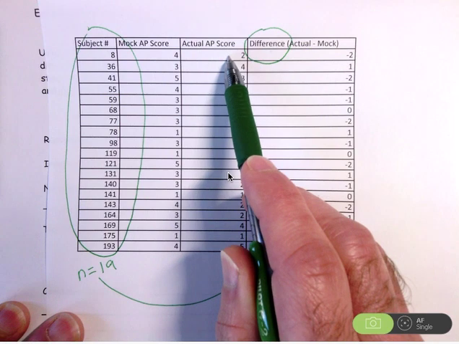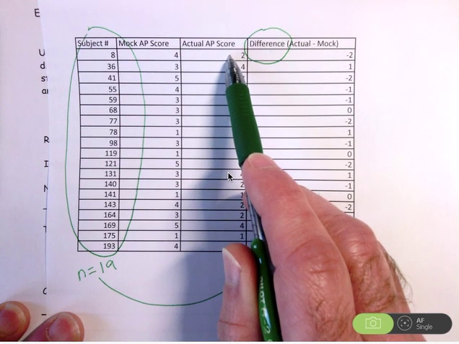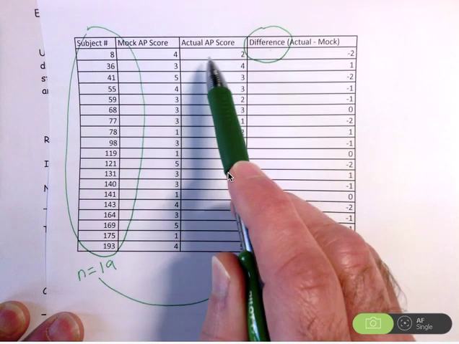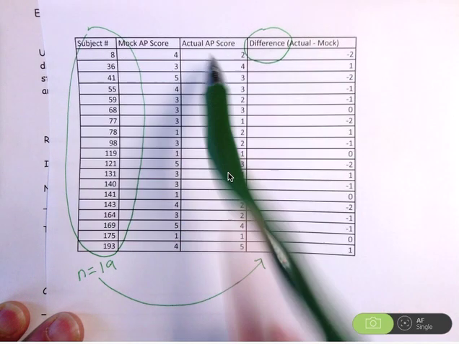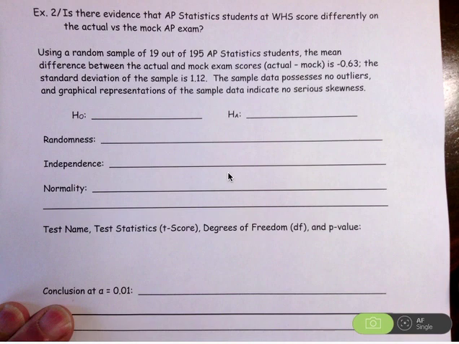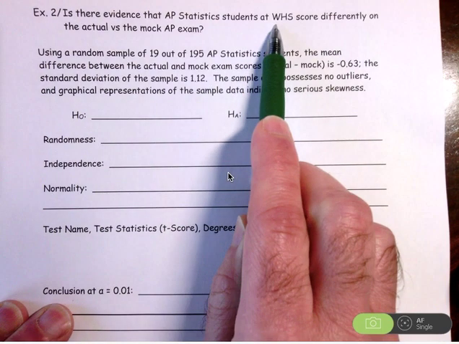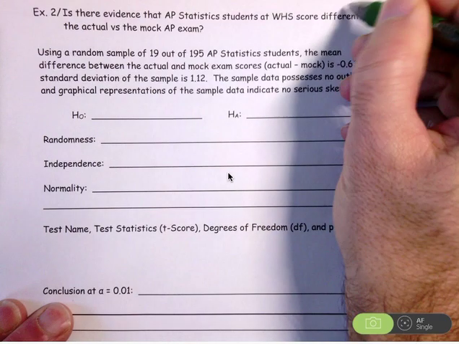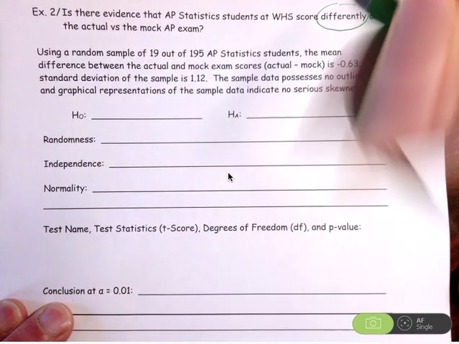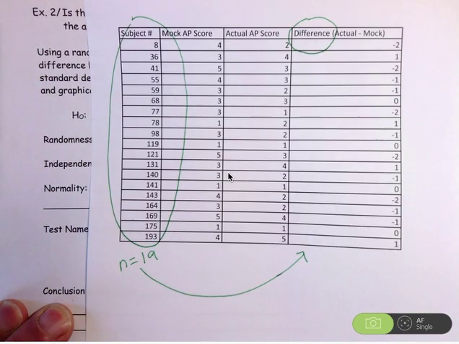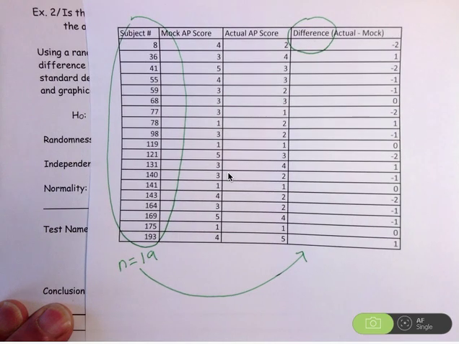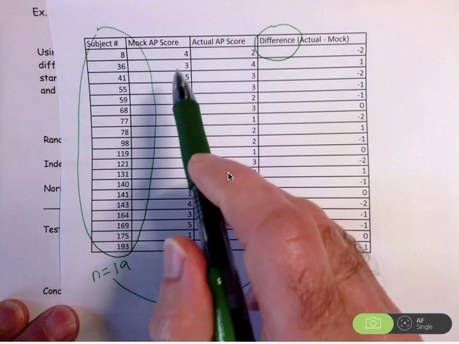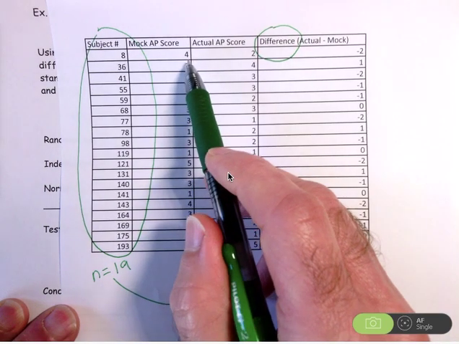But what we care about here is not the mock scores. It's not the actual scores, it's can we detect a difference? So, do we have evidence that students score differently on the actual exam versus the mock AP exam? So, the truth is, Mr. Peters and I want the mock exam to be a genuine representation of the real AP exam. But the truth is, maybe we're scoring it too easily.